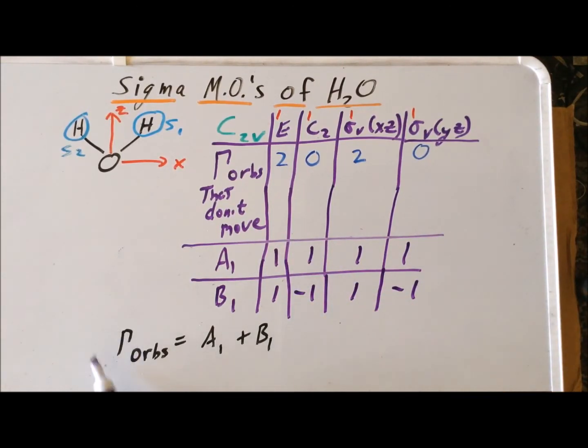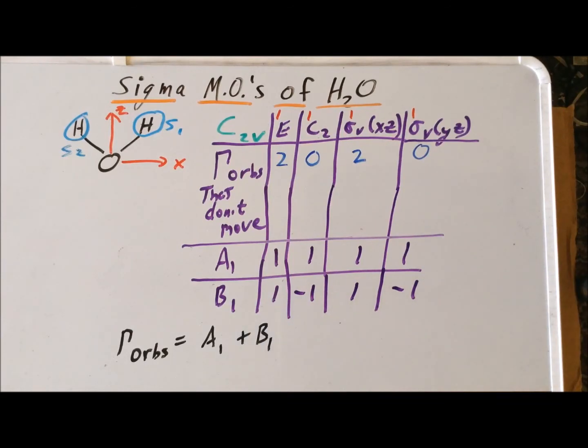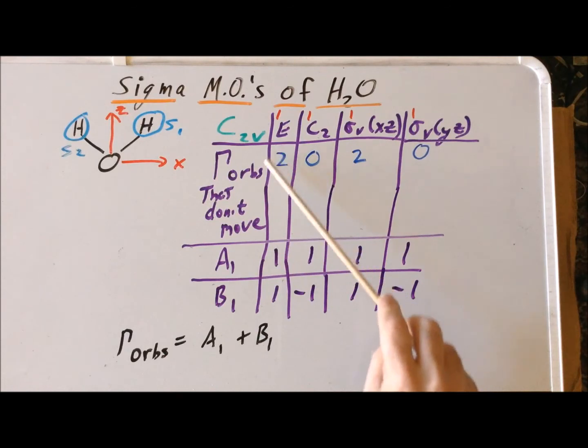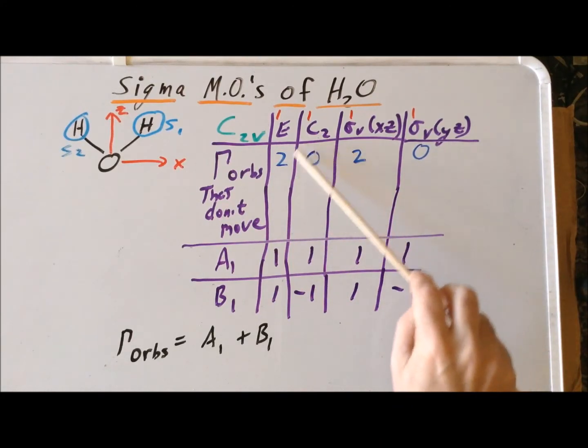So when we say that we can reduce gamma of the orbitals to A1 plus B1, notice what happens if we add column by column the characters. If we add 1A1 and 1B1, I add the characters 1 plus 1, I get the same character that I had for the reducible representation. I get the character of 2.